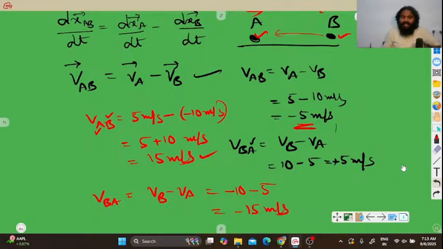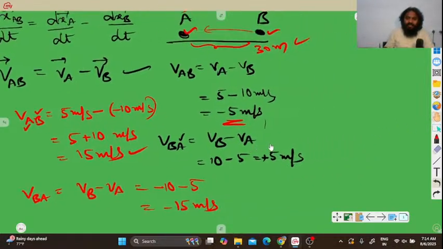For example, they can ask you a question like this: the gap between these two cars is, let me take it as 30 meters. The gap between these two cars is 30 meters. Then how much time does it take for the cars to meet?